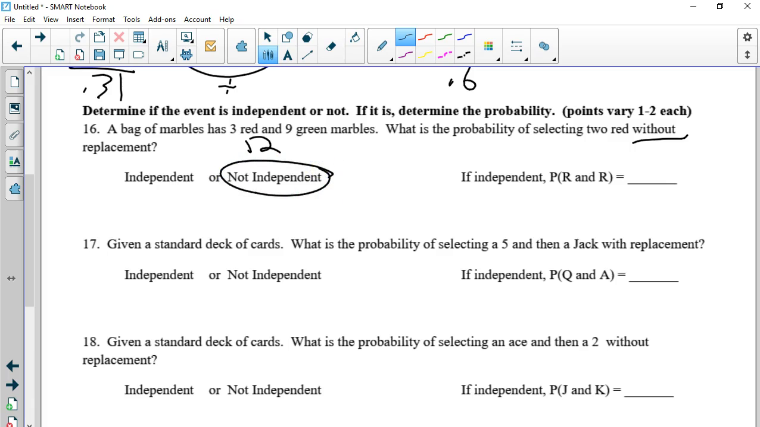That might be a goofy way of thinking about it, but just think about it. If we're taking one out and not putting it back in, the second one depends on the first one. So not independent is the same thing as saying dependent. So in our brains, we've been saying dependent. That's the same thing as not independent. Now notice it says, if it's independent, do this part. But since it's not, we're not doing anything there.